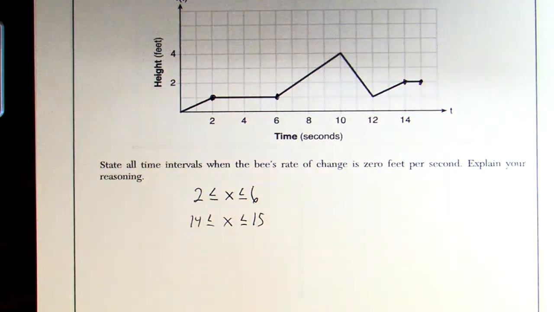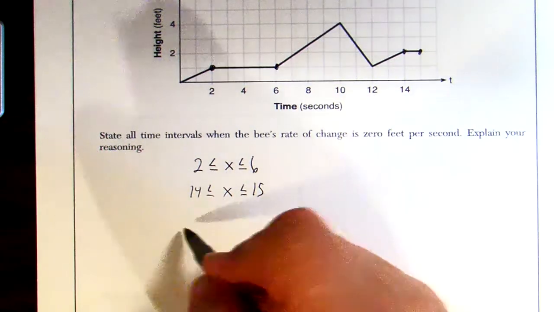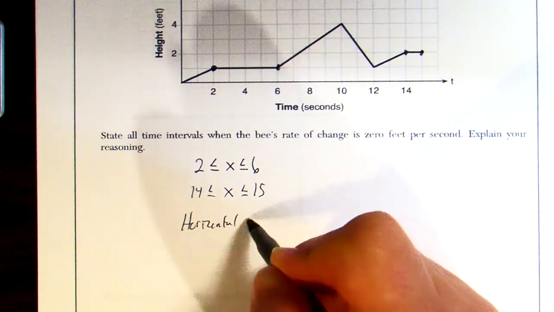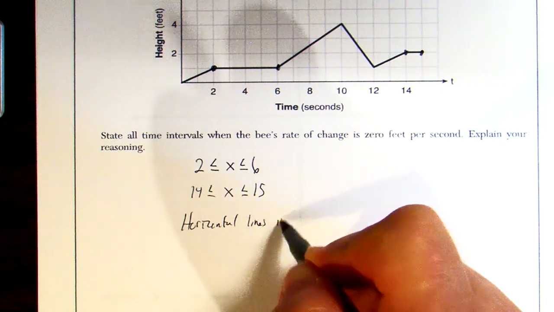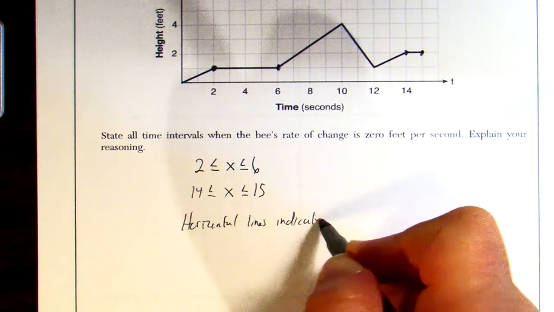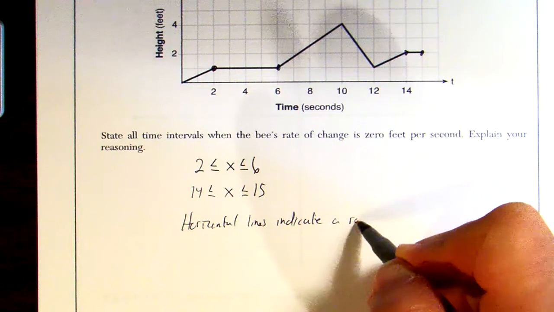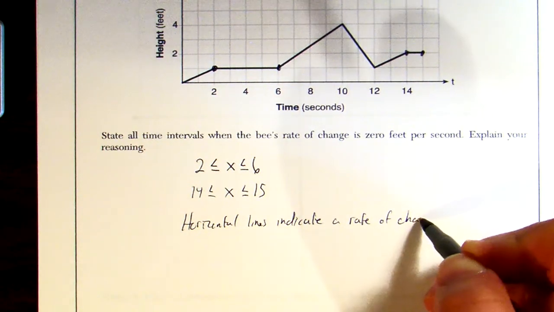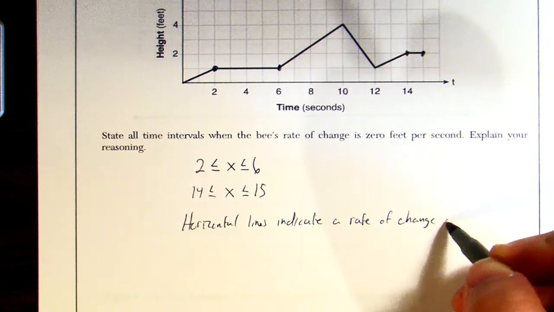And it says explain your reasoning. Horizontal lines indicate a rate of change of 0.